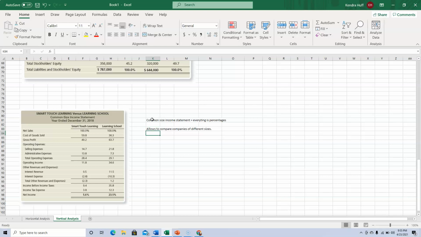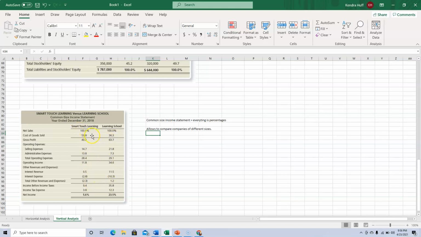Okay, so for instance, if I had a small toy store here in Kingsville and I wanted to compare my financial statements to, I want to say Toys R Us, but Toys R Us doesn't exist anymore, but I'm going to say Toys R Us. I can't because Toys R Us is way too big. You know, it's far bigger than mine. But I can convert it to percentages and kind of see how I'm doing as far as comparison with the other.